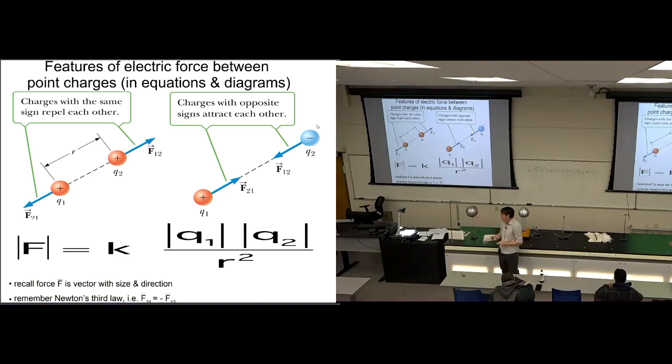I'm just describing the size. The size goes as the inverse square of the distance. So we see the square of the distance in the denominator. It goes as the product of the two charges. We see the magnitudes of the two charges in the numerator.